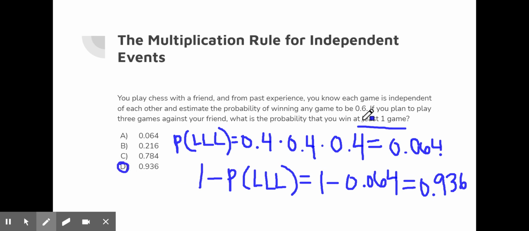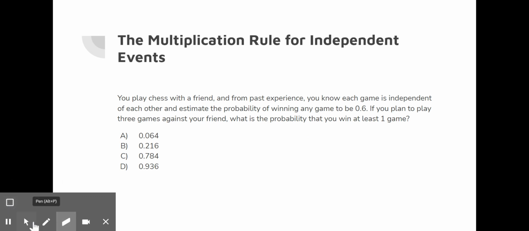Okay, so when you see this, winning at least one game or something like that, find the probability of losing. In this particular case, it's just losing all 3 games, and then you're going to do 1 minus that probability, right? Because if you're losing all 3 games, you're not going to win at least one. But if you do 1 minus that, then you know you have at least the chance of winning 1. Okay.